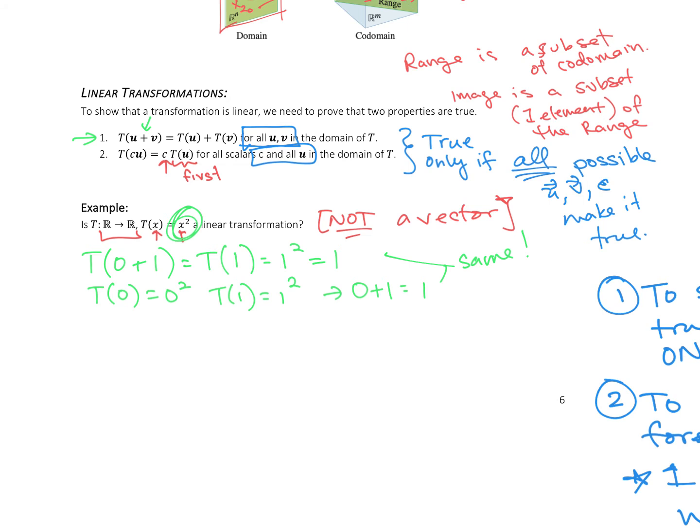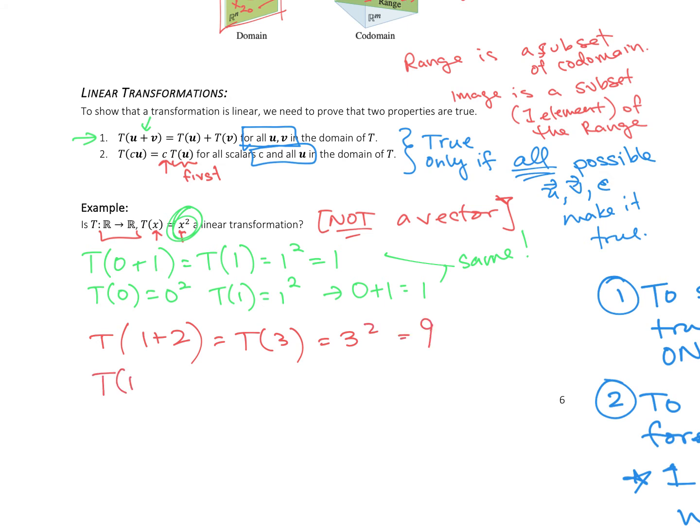So I've shown that one example works, but is this always true? No, this is not always true. So I'm going to show you another example. I'm going to pick any other numbers, right? 1 and 2. 1 and 2 are going to work for us. So if I take 1 plus 2, that's a transformation on 3, which means I'm going to take 3 squared, which is 9.